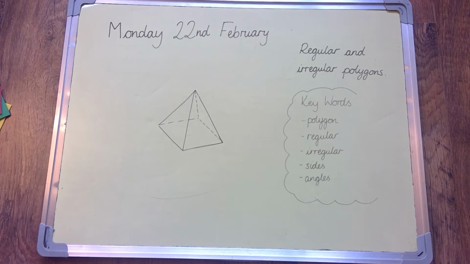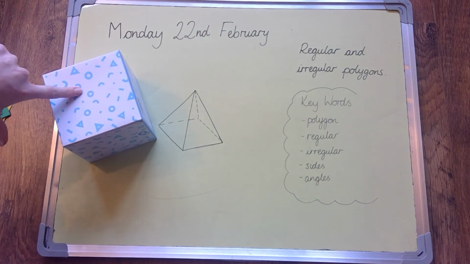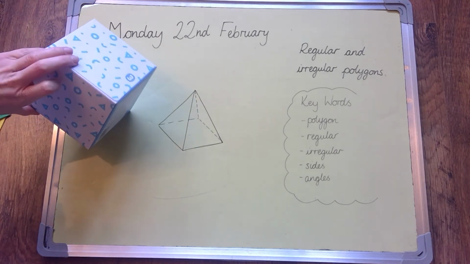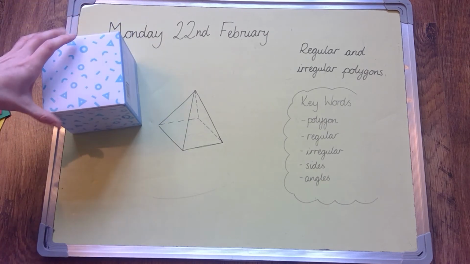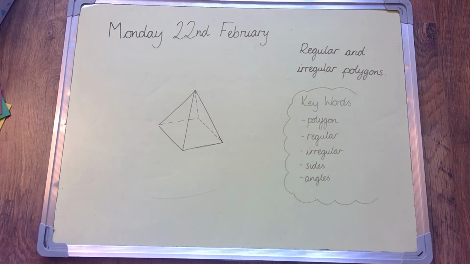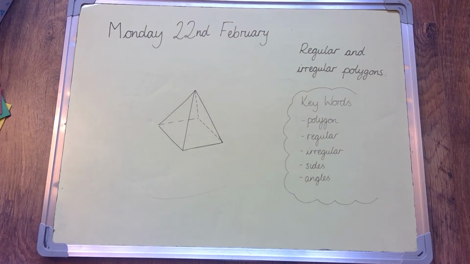Okay, so here we are looking at a 3D shape, and it's what's called a 2D representation of a 3D shape. Now it's not the 3D shape as an actual 3D shape, not like this box here. This is an actual 3D shape, and you can see that. Okay, so that's a 3D shape, and this is a 2D representation of a 3D shape. So that's what we're going to be looking at today.